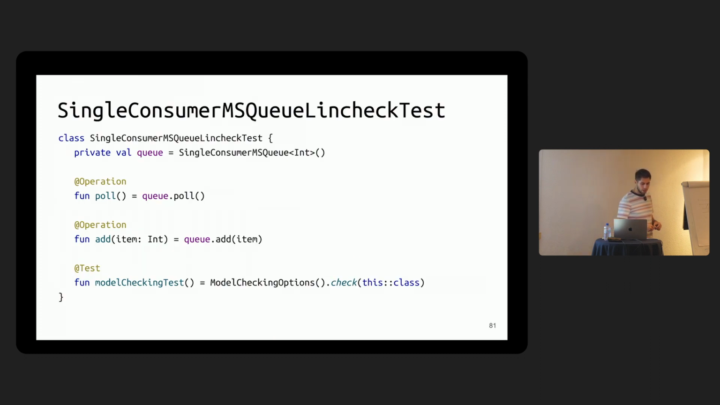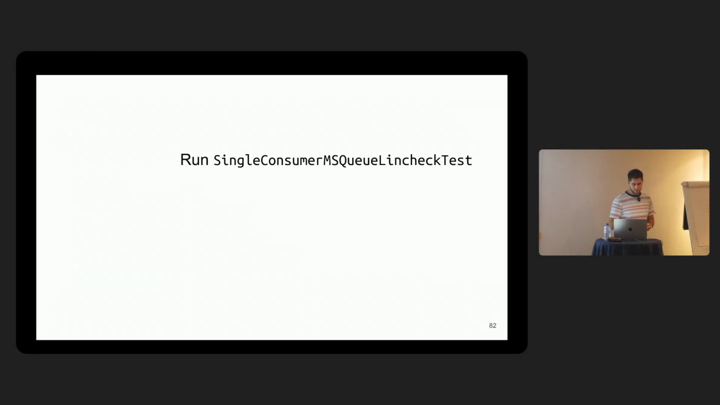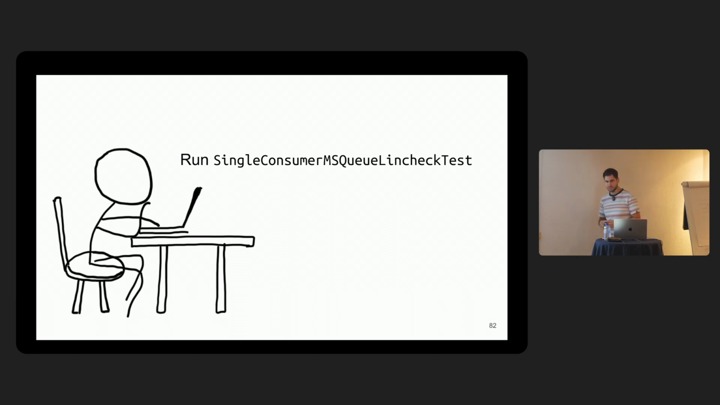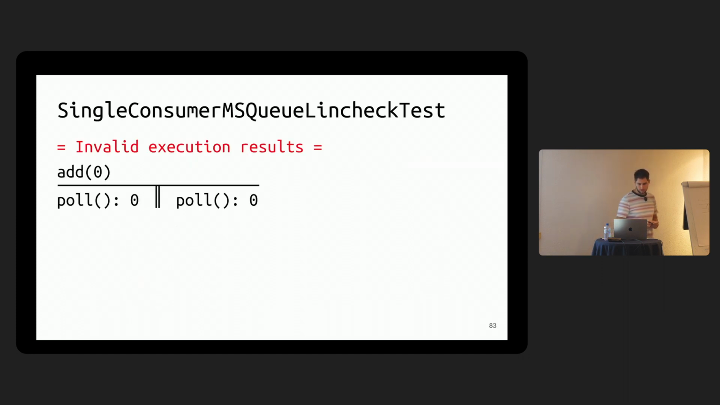And in the repo, I have this Lincheck test for the Michael-Scott queue. So we specify the initial state of the queue, the operations on it, and we run the test. And let's see what happens. So let's run this test. And if you run it, it should fail, right? It fails with this error.